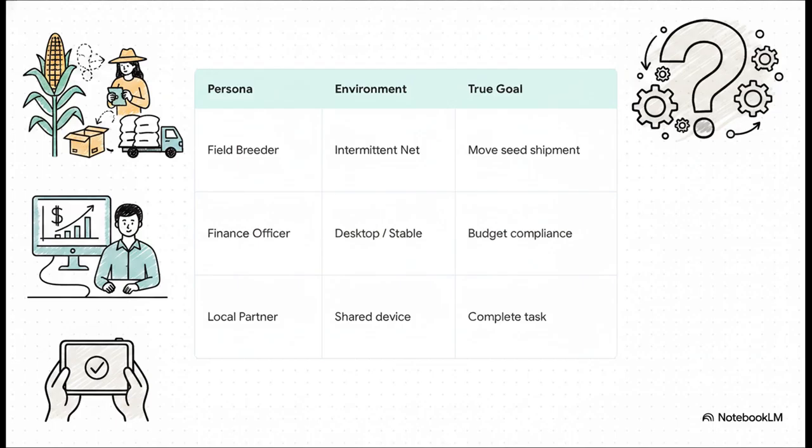Look at this. We have a maize breeder in Harare whose physical environment is a field with barely any internet. Their true goal isn't learning the software, it's getting a crucial seed shipment moving. Contrast that with a finance officer in Texcoco working from a desktop with blazing fast internet whose goal is strict budget compliance, or a local partner in Nepal who might be using a shared device. You simply cannot design one generic, one-size-fits-all training for all 3 of those realities.